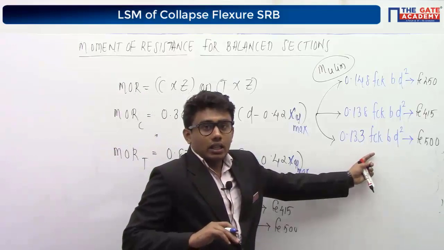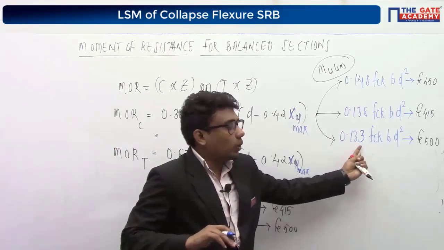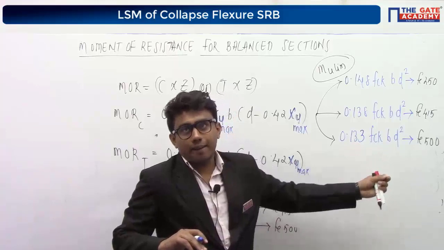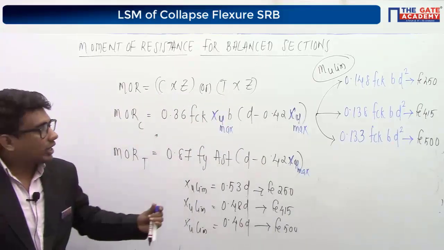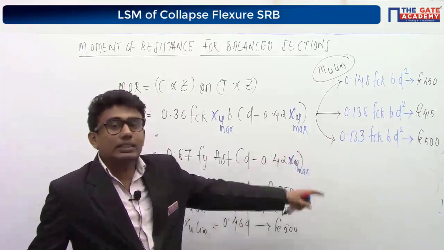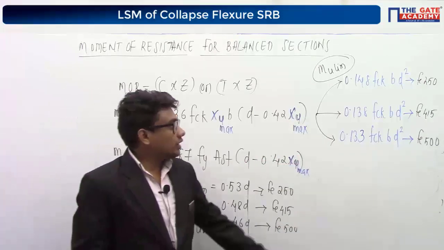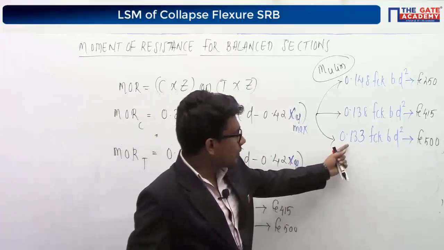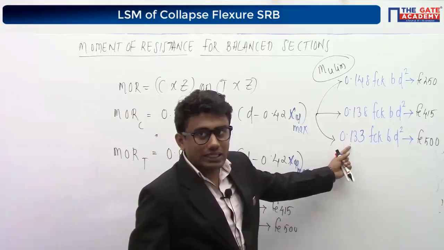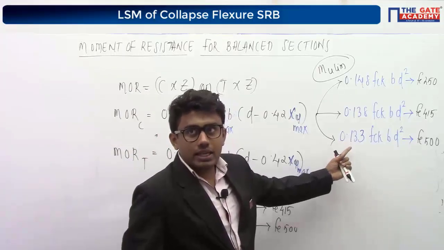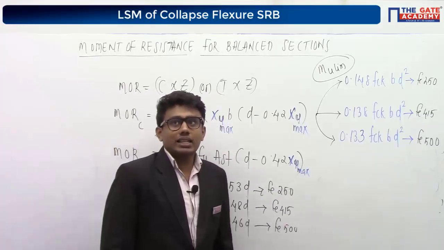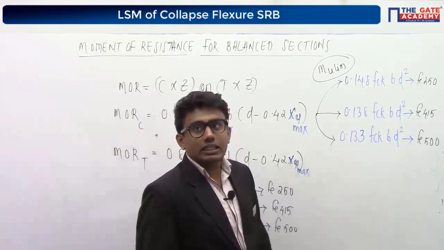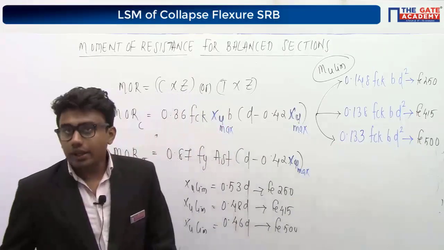Everyone, please listen here. This is 0.133 FCK BD square. It was a mistake from my side. Instead of 0.133, I have written 0.136. I am sorry for that. You have to correct it. Everyone, please correct this: 0.133 FCK BD square.